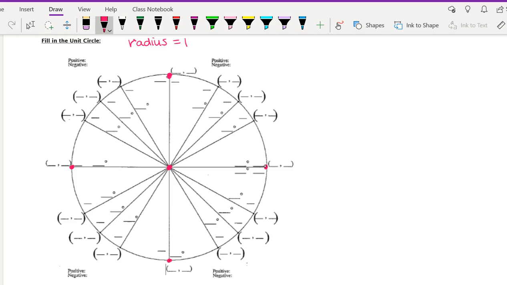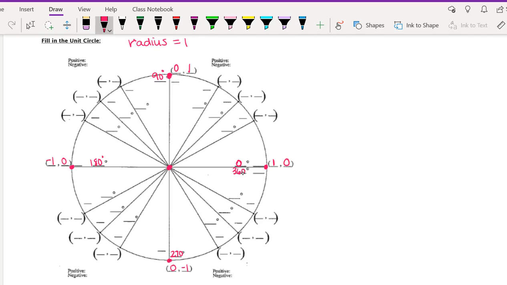Okay, so if I look at this ordered pair, it is the ordered pair of 1, 0. If I look at this ordered pair, it is the ordered pair of 0, 1. Over here I have -1, 0, and I have 0, -1. Those are my quadrantal angles. The quadrantal angles are 0 degrees, 90 degrees, 180 degrees, and 270 degrees. Because they are not in a quadrant, sorry, this is also 360 degrees. They're not in a quadrant, they are on the axes.